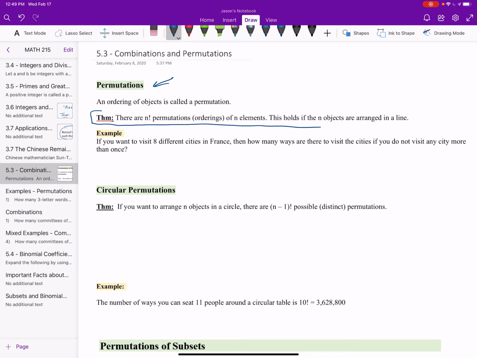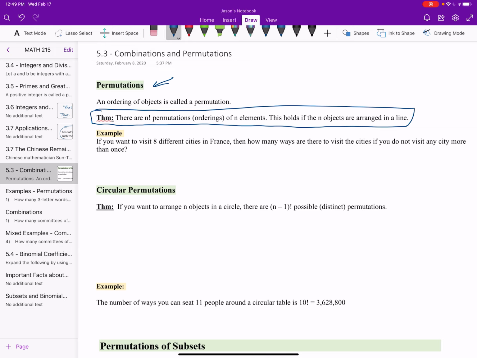So a little theorem here. There are n factorial permutations or orderings of n objects or elements. So this means if you want to arrange n objects in a line, there's going to be n factorial ways of arranging them. Just as an example, you want to visit 8 different cities in France. How many ways are there to visit the cities if you don't visit any more than once?